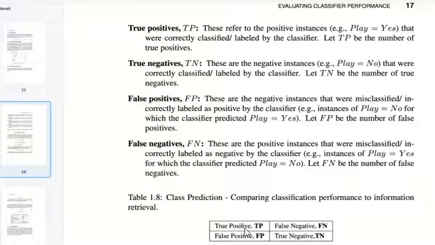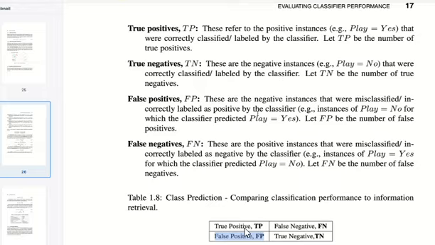When we say false positive, that means these are the negative instances. The model misclassifies them and tells us these are positive examples. This is called false positive. Is it clear to everyone?